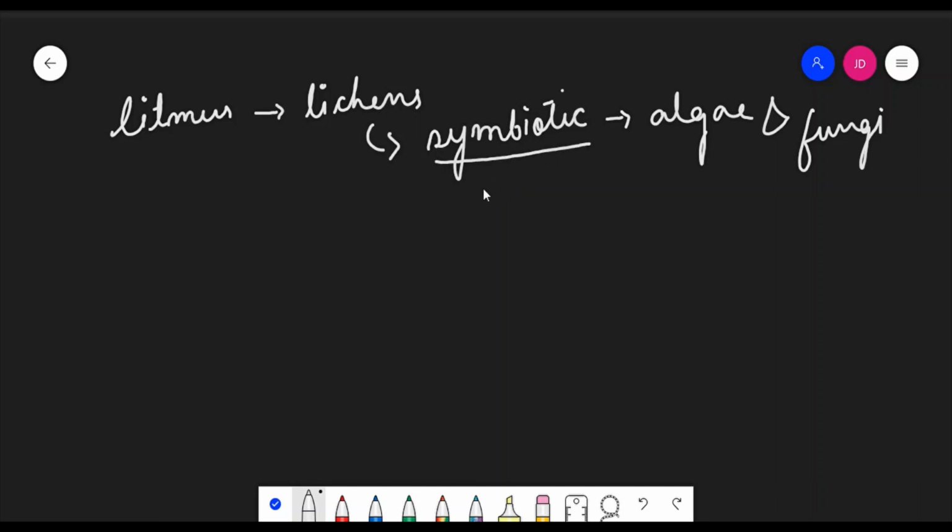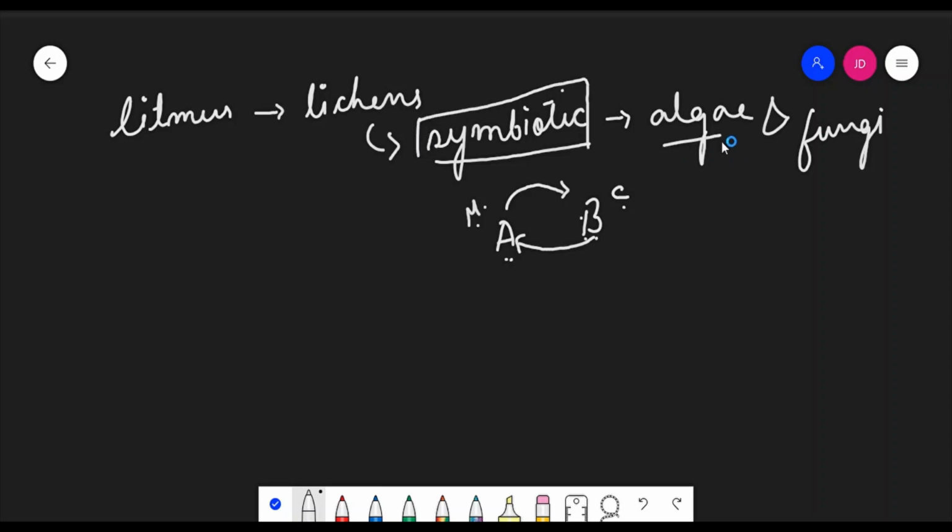Suppose there are two people, A and B. A goes to the market, brings all the necessary things to B. B will cook it and give it back to A. In this case, A will go to the market, B will cook. Let us say A doesn't know how to cook and B doesn't know how to go to market. So here what is happening? A is helping B, B is helping A. Both of them are benefiting from each other. That is what we call a symbiotic relationship.